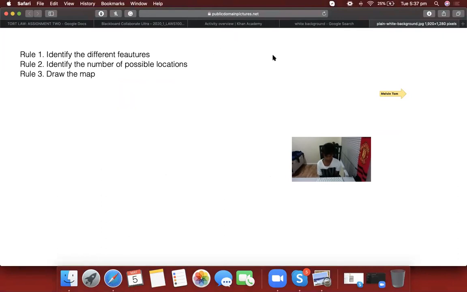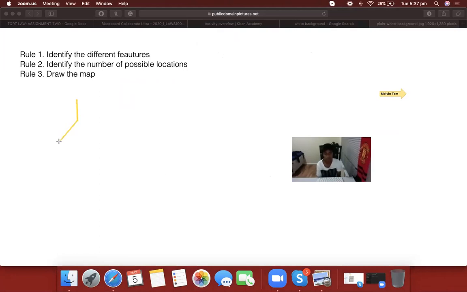Now rule number 3 is draw the map. There are so many different maps, right? So let's draw the first few. Let me get the draw function. What's the first map that we should draw, Havish? The 3-sided map, like that. Okay.